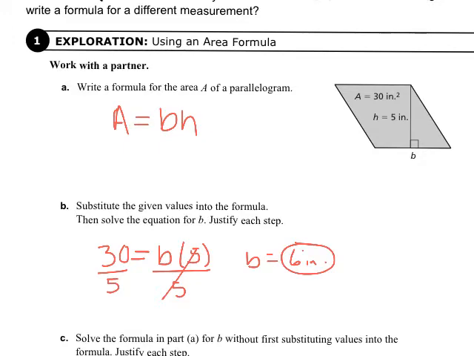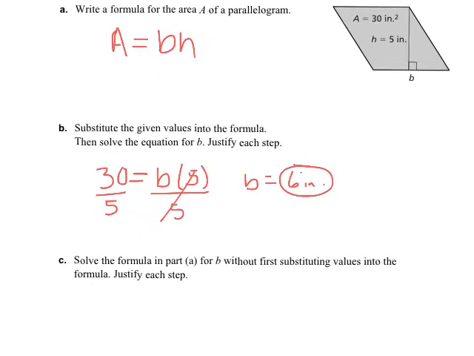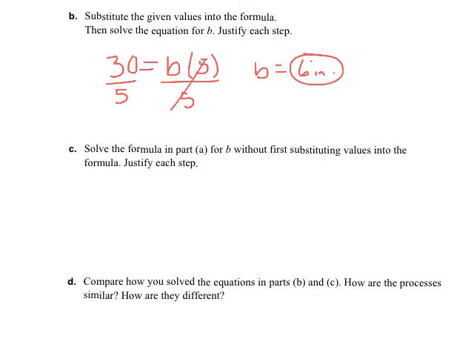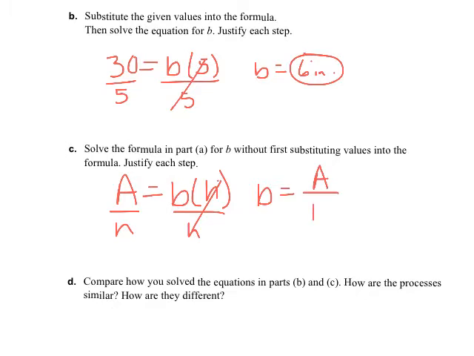Okay, let's go ahead and look at C. C says solve the formula in part A for B without first substituting values in. So just like what we looked at on warm-up, we have area equals base times height. Okay. So in order to get rid of the H, we want to divide by H. And we end up with B equals area over height. Okay, so the base is going to equal the area divided by the height.